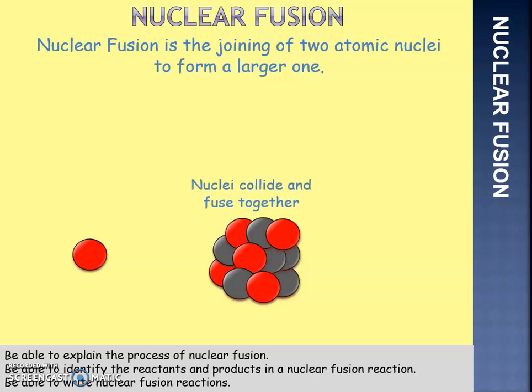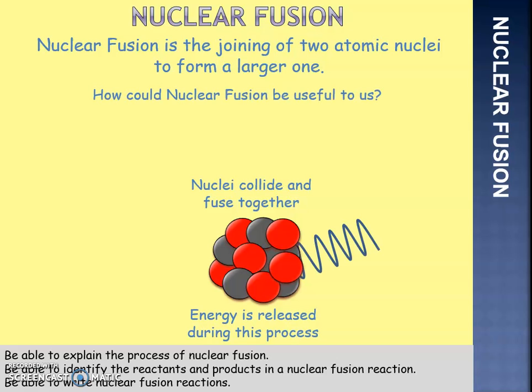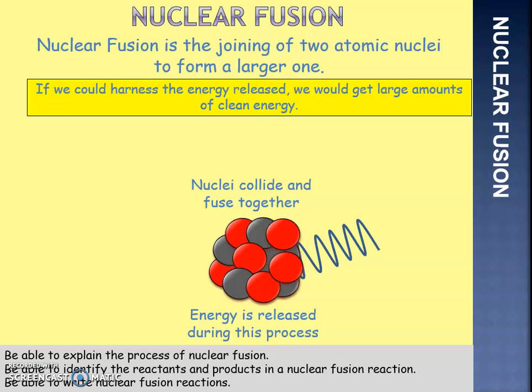The nuclei collide and they fuse together. Now, as that happens, it releases energy. So when we split atoms, they release energy, and when we fuse atoms, they also release energy. So how could nuclear fusion be useful to us? Well, again, if we could harness the energy released, we'd get huge amounts of energy, and that energy would be clean. There's no negative byproducts for that.